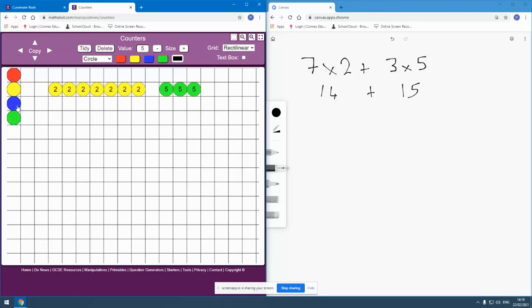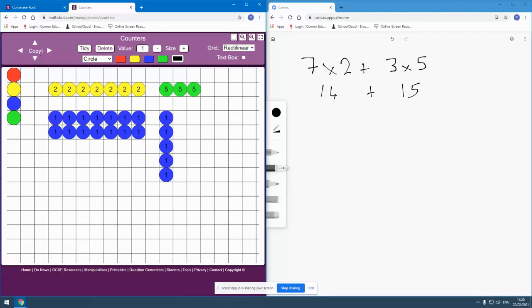So what I would need to do potentially here is to change each of these 2's into 1's. So there are 2 1s for that 2, and that 2, and that 2, and that 2, and that 2, and that 2, and that 2. So each of these 2's can be exchanged for 2 1s, and then similarly each of these 5's can be exchanged for 5 1s, and now they have the same unit value. Now I can add them together.